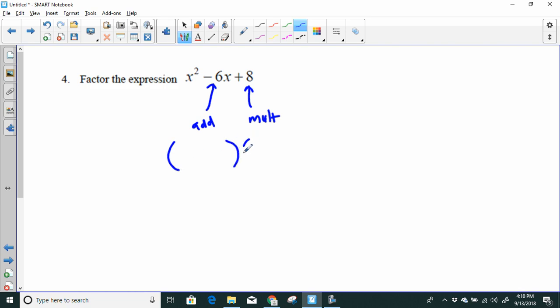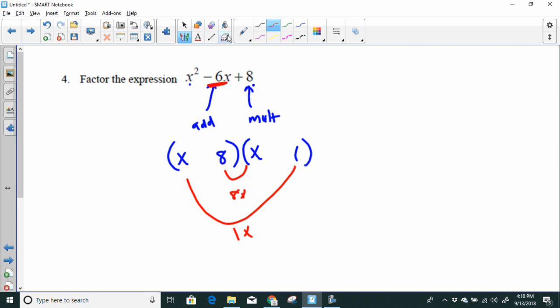Another way is you can just make some parentheses and hope for the best. I know that this x squared had to come from x times x. I know numbers that multiply to 8. If I tried 8 and 1, when I multiply this thing out, I get 8x here and 1x here, and there's no way that's going to combine to 6. So I'll try other numbers that multiply to 8. How about 4 and 2?